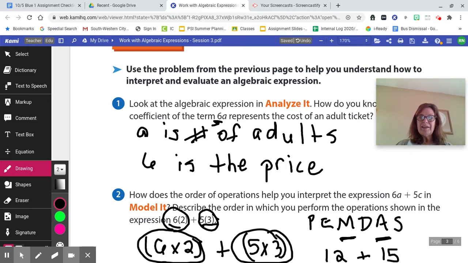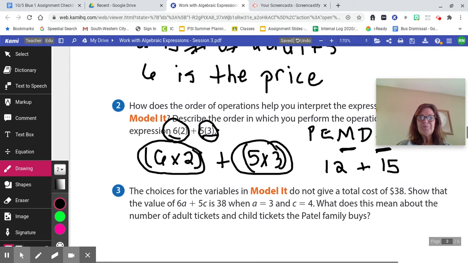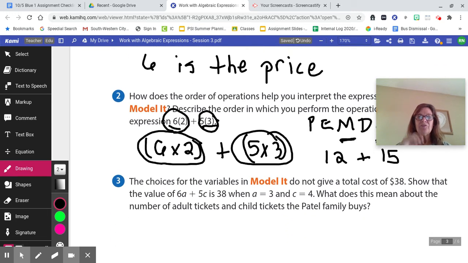Okay, and then let's go ahead and look at the next one. The choices for the variables in Model It do not give a total cost of $38. Show that the value of 6A plus 5C is 38 when A is 3 and C is 4. What does this mean about the number of adult tickets and child tickets the Patel family buys? Go ahead and do this first on your own and then come back to check with me.